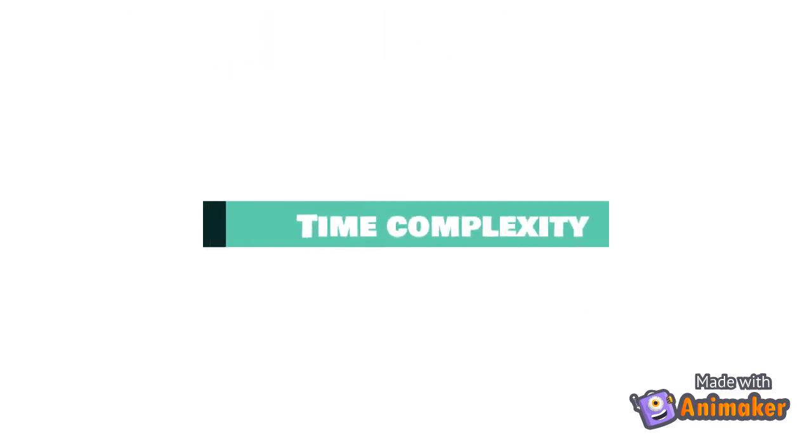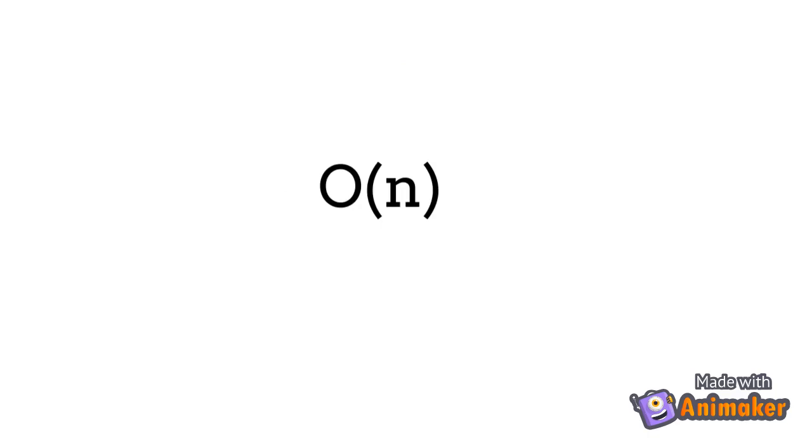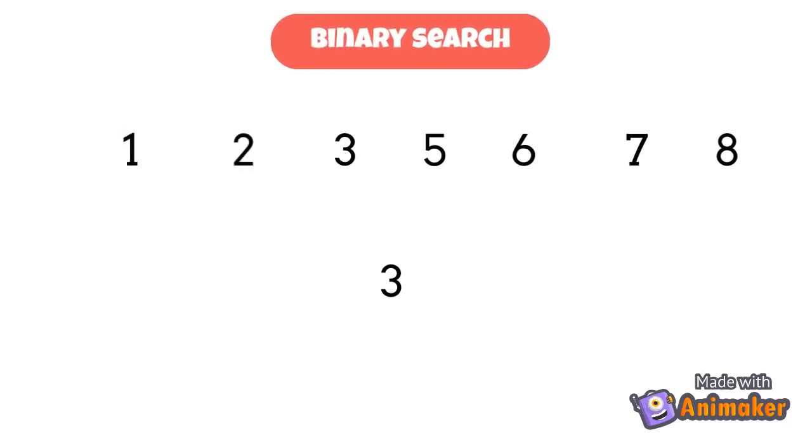After this explanation we can say that the time complexity of this algorithm is big O of n in the worst case. Now let's talk about binary search. In this algorithm we also have an array, but the difference between linear search and binary search is that the elements in the array must be sorted.